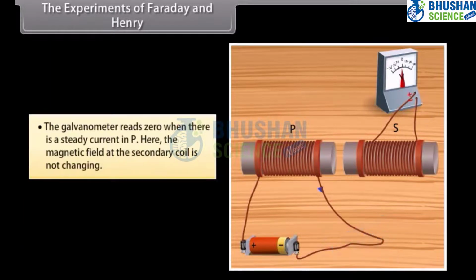The galvanometer reads 0 when there is a steady current in P. Here the magnetic field at the secondary coil is not changing.